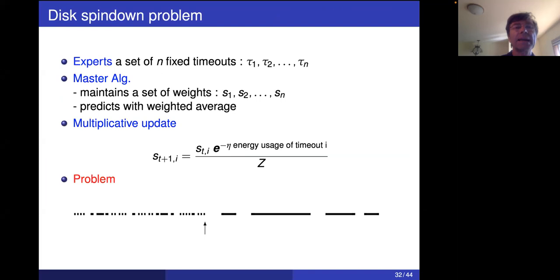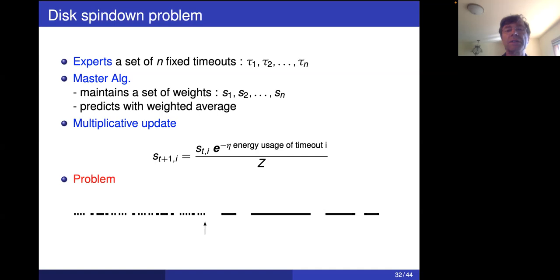We ran into this in the following situation. Let's say you want to have a computer algorithm for spinning down the disk in your laptop. You have experts, a fixed set of timeouts, and you watch, and if the timeout is exceeded, you spin down. The master algorithm maintains a set of weights, share vectors, for each of the different timeouts. Now you do a multiplicative update. The share is updated by e to the minus eta times the energy used by the timeout, over normalization. You predict the timeout as the weighted average of these timeouts.